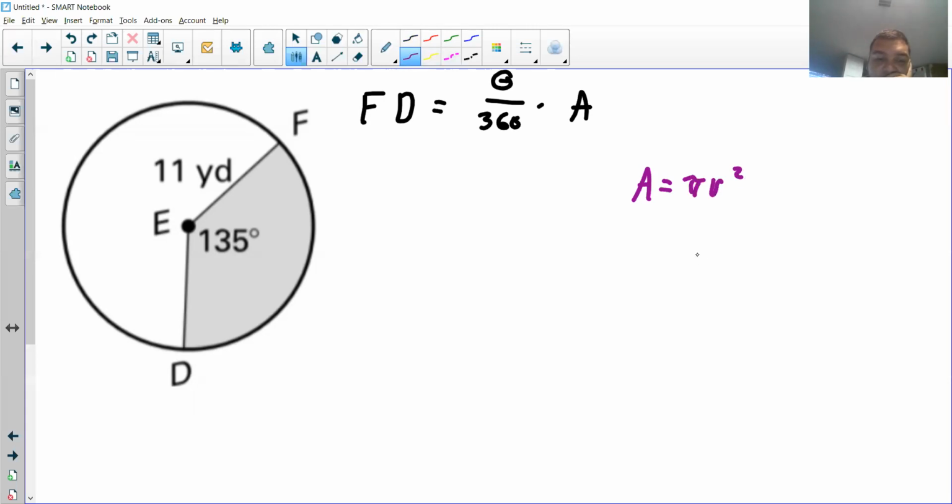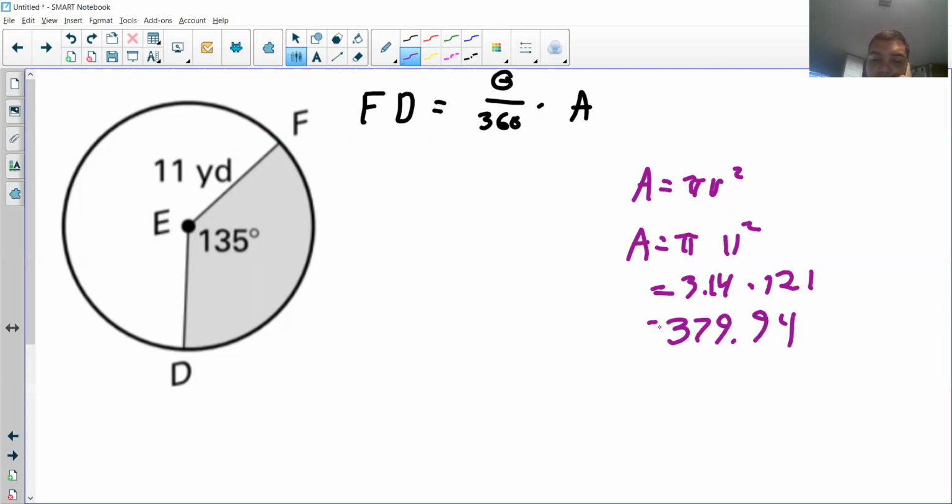So area equals pi r squared. Area equals pi 11 squared. So equals 3.14 times 121. That's 379.94. Please don't forget a calculator on this test. You will not be able to do it by hand. I can't do it by hand. Don't forget a calculator.